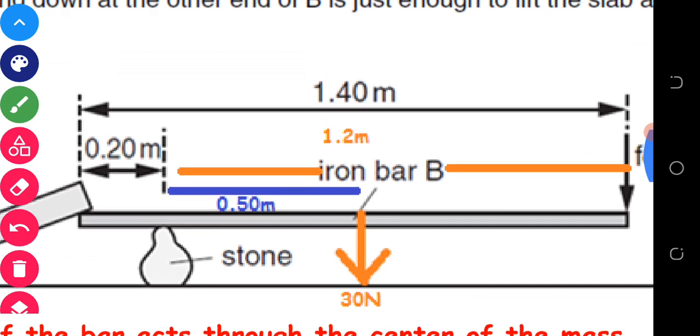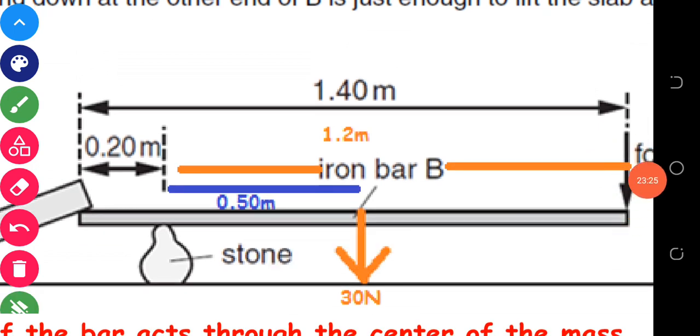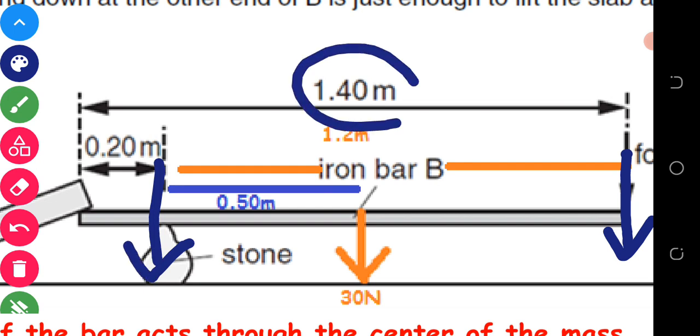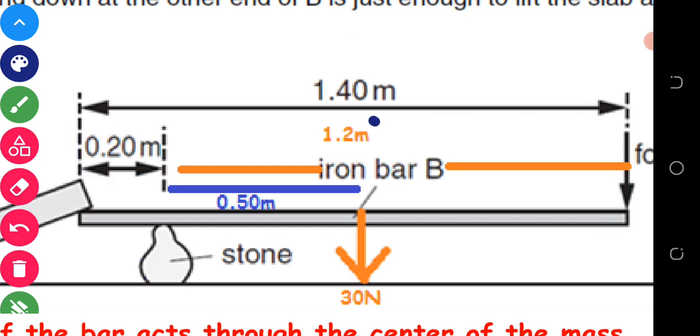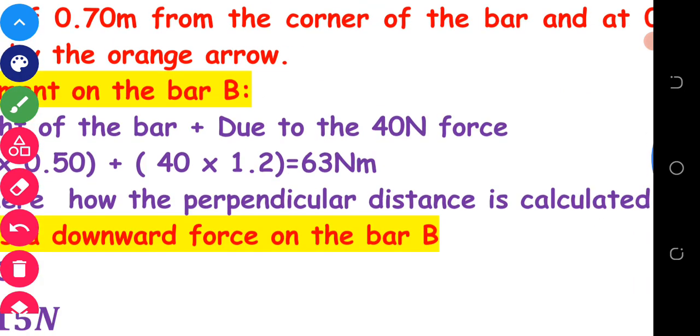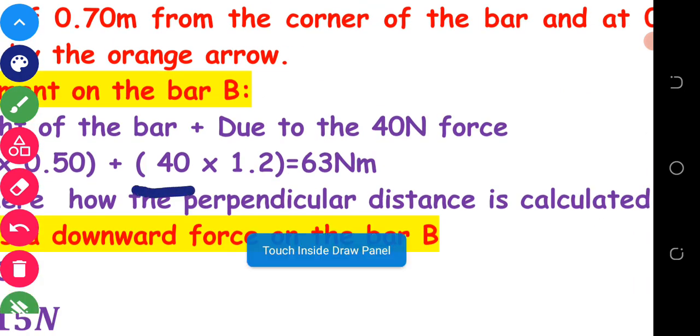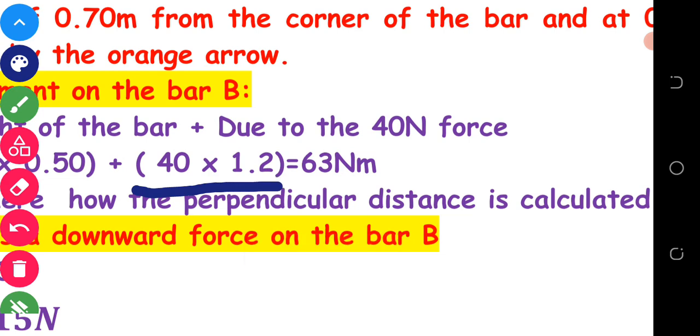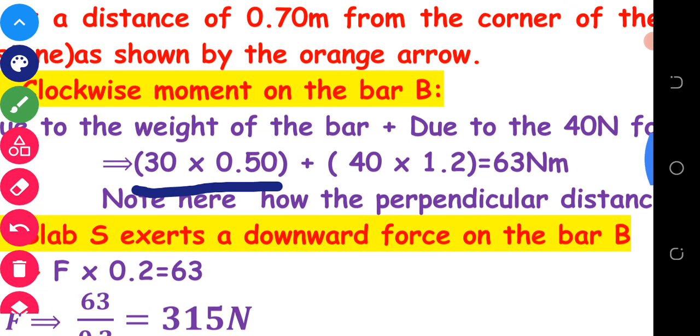The distance from the 40 Newton force, which is at this end, to the pivot, which is there, is going to be 1.4 meters minus 0.2 meters, and that will give us 1.2 meters. So the moment due to the 40 Newton force is going to be that 40 Newton multiplied by 1.2 meters. So these are our two clockwise moments.